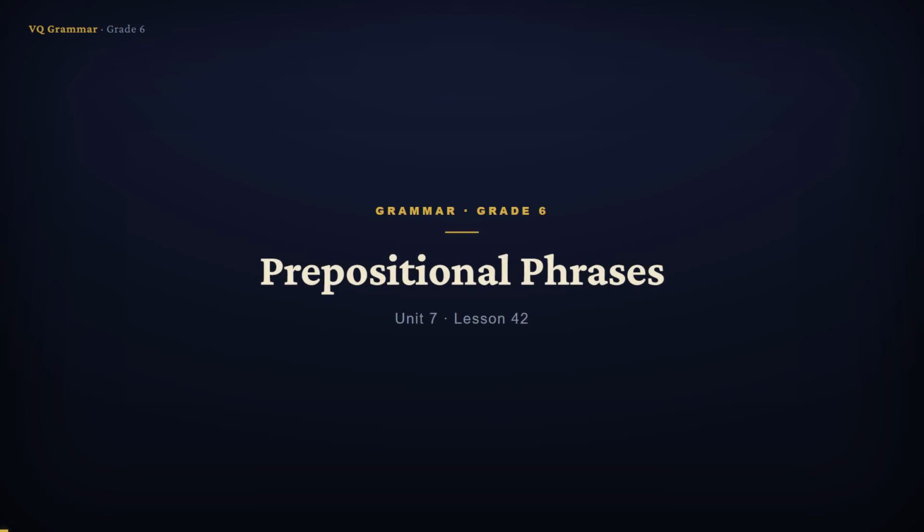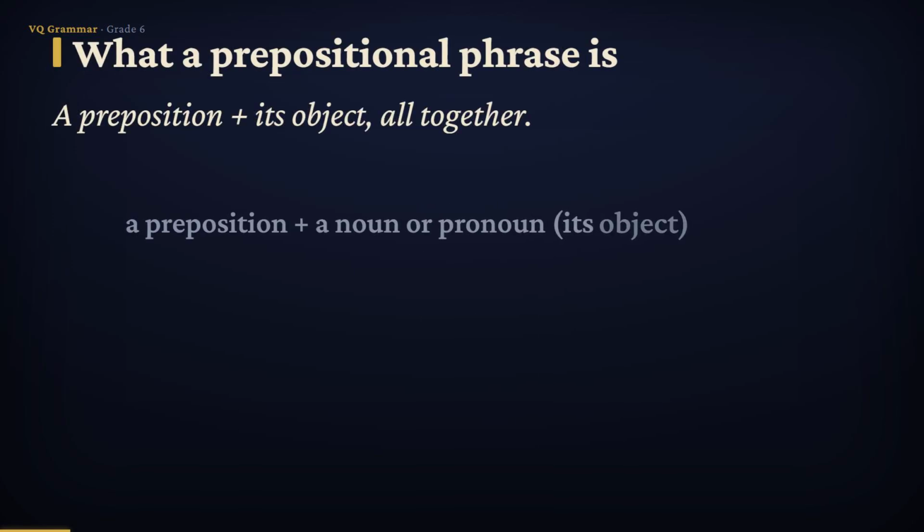This is Unit 7, Lesson 42, and today we're going to build something out of the little words we've been meeting, prepositional phrases. You already know a preposition points from one thing to another. Now we'll snap a preposition together with a noun to make a neat little bundle that tells us where, when, or which one. Once you can spot the whole bundle, sentences get so much easier to read. Let's dive in. So, what exactly is a prepositional phrase?